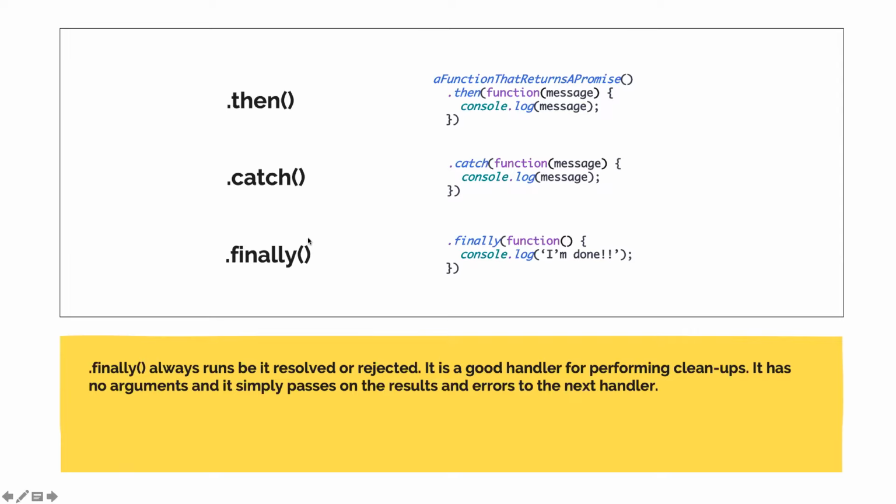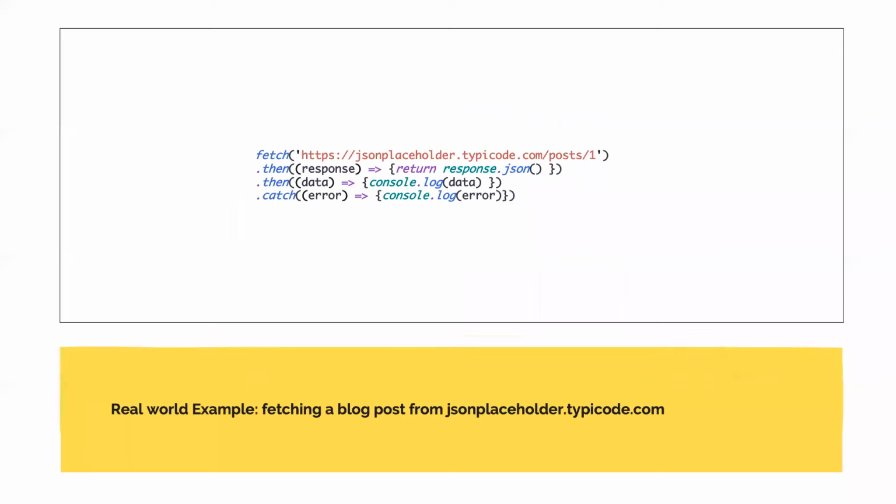And finally also takes in a callback function without any argument. So irrespective of whether it was resolved or the promise was rejected, it's called every time. It's mostly used for cleanups, and it has no arguments. So then when the promise resolves, catch when the promise rejects, and finally irrespective of resolved or rejected, when the promise is finally settled.